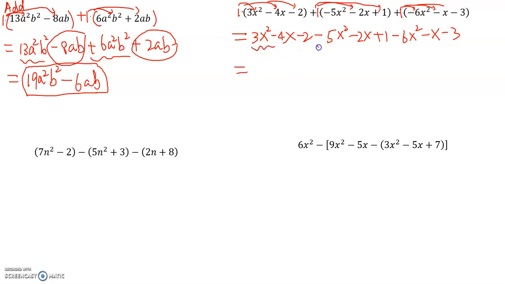Next, we're going to find all the like terms that we can combine. So we have 3 minus 5, negative 2. Negative 2 minus 6, negative 8.